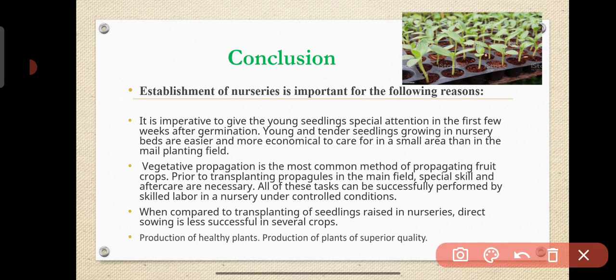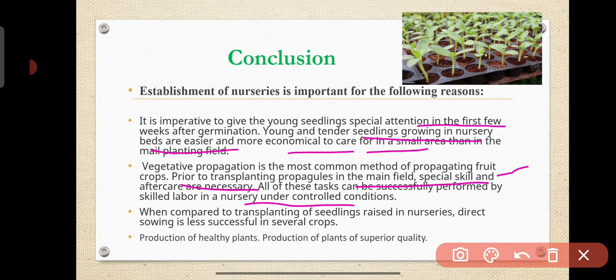Now, conclusion: establishment of nurseries is important for the following reasons. It is imperative to give the young seedlings special attention in the first few weeks after germination. Young or tender seedlings growing in the nursery beds are easier and more economical to care for in a small area than in the main planting field. Vegetative propagation is the most common method of propagating fruit crops prior to transplanting propagules in the main field. Special skills and aftercare are necessary. All of these tasks can be successfully performed by skilled labor in a nursery under controlled conditions.